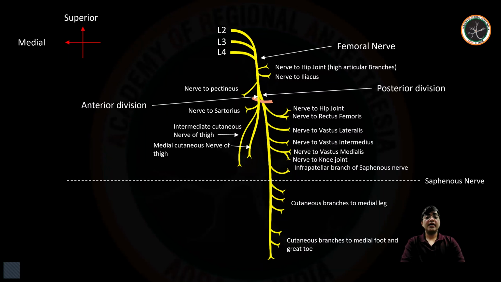The nerve to vastus medialis gives a medial retinacular branch which supplies the knee joint capsule on the medial part. Then it terminates as the saphenous nerve and gives the infrapatellar branch, and in the leg and the foot gives cutaneous branches.